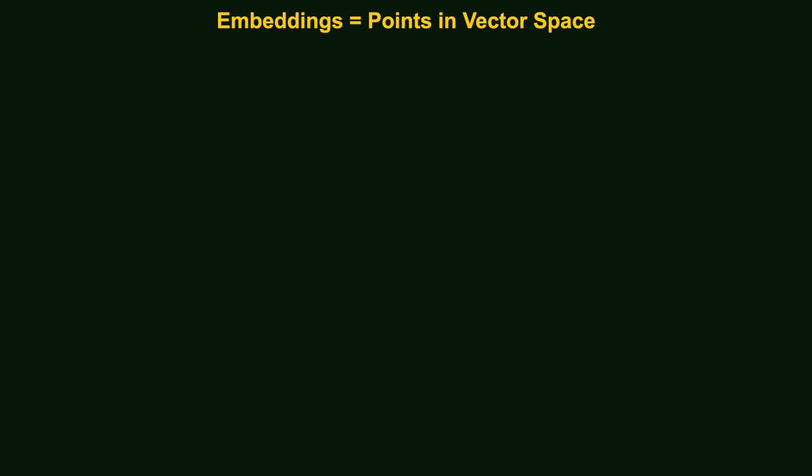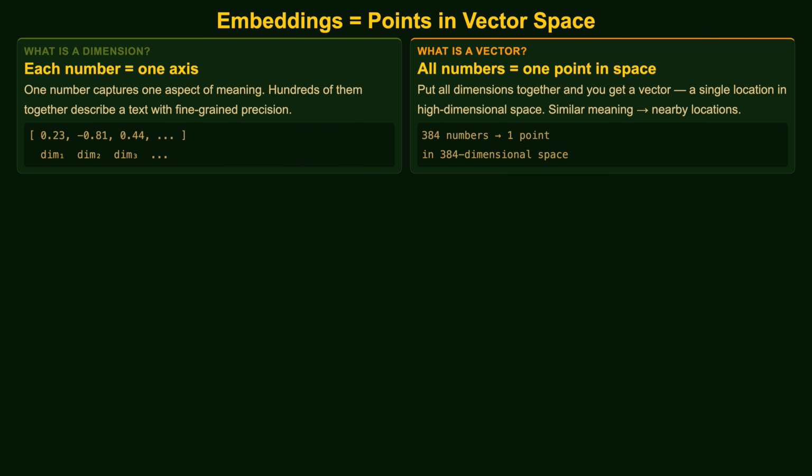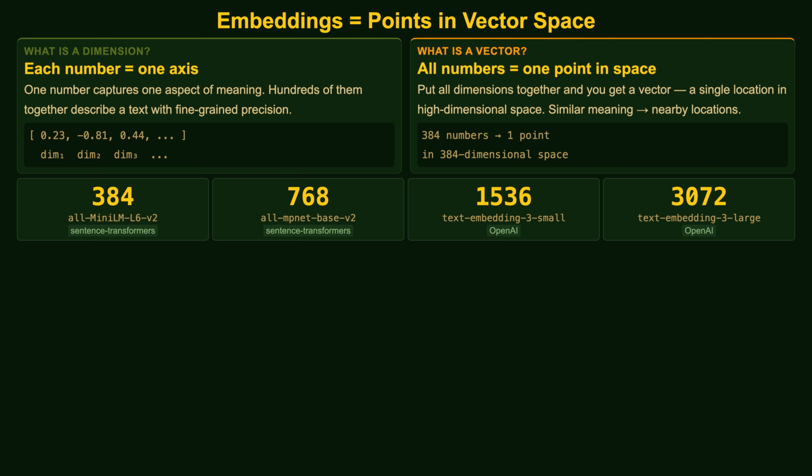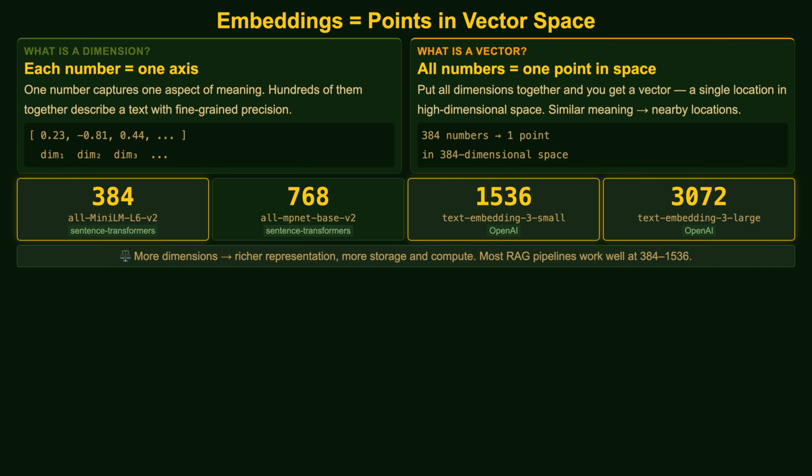Those numbers we've been talking about, each one is a dimension. Together, all the numbers form a vector, a single point in a high dimensional space. How many dimensions depends on the model. Sentence transformers uses 384. OpenAI's small embedding model uses 1536 and the large one goes up to 3072. More dimensions means more capacity to capture subtle meaning, but also more storage and compute.